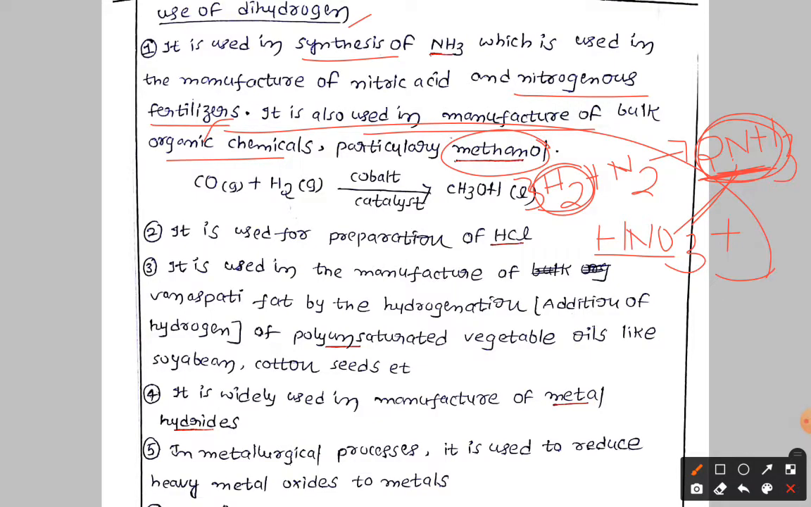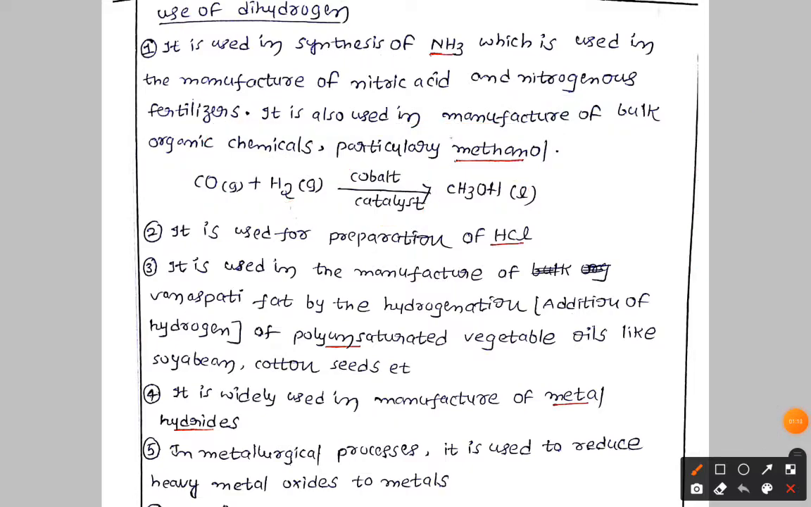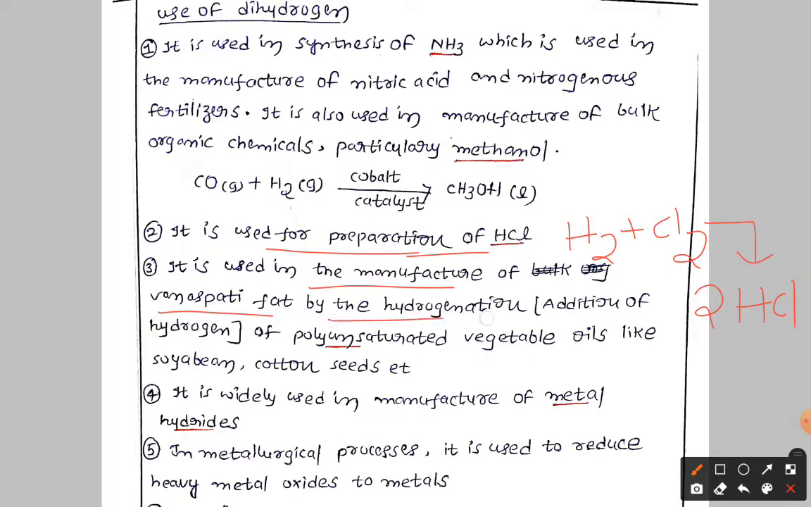Methanol. Here you can see carbon monoxide and hydrogen, using cobalt as a catalyst, produce what? Methanol. Next, it is used for the preparation of HCl. Already we discussed it in the chemical equations. So H2 plus Cl2 gives rise to what? To HCl. So it produces what? Hydrogen chloride.